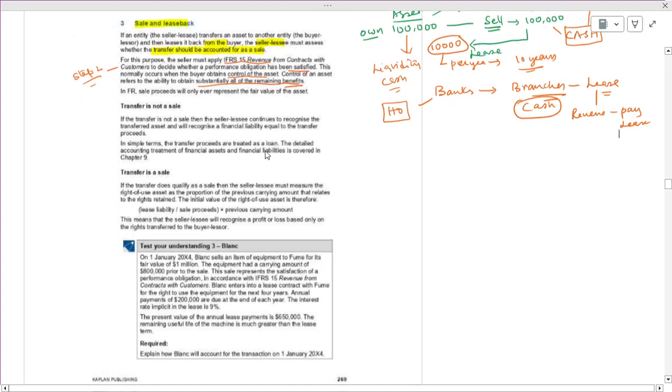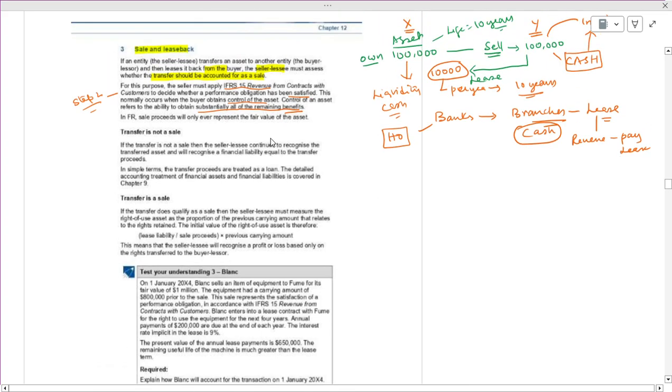This is the transfer. See what happens. If the transfer is not a sale, then the seller-lessee continues to recognize the transferred asset and will recognize a financial liability equal to the transfer proceeds. It is not a sale, so we have to treat it as a financing. In simple terms, the transfer proceeds are taken as a loan.